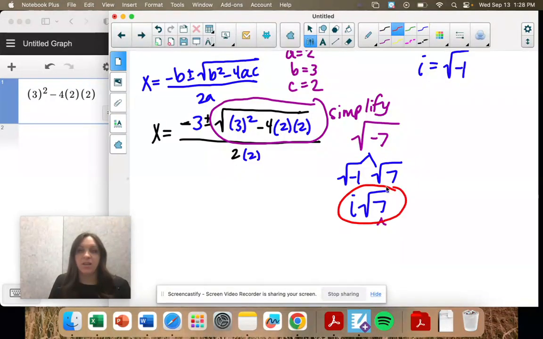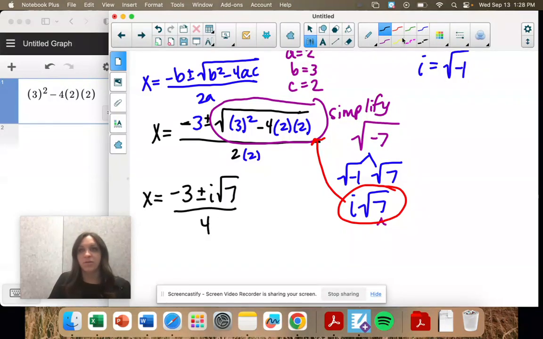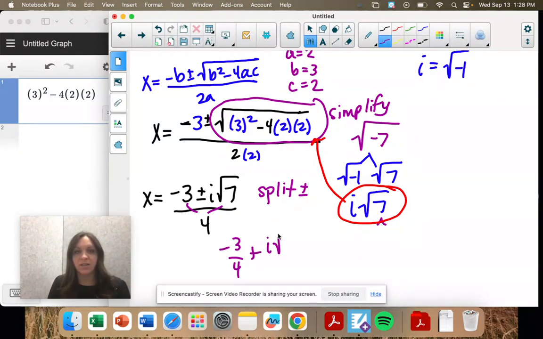So we're going to take this and put it back up here. Everything else stayed the same. We still have x equals, we still have -3, plus or minus, but now we have i square root of 7 over 4. So last thing is to split the plus or minus. So remember the 4 goes to both of these. So my first solution is -3/4 plus i square root of 7 over 4, comma, -3/4 minus.